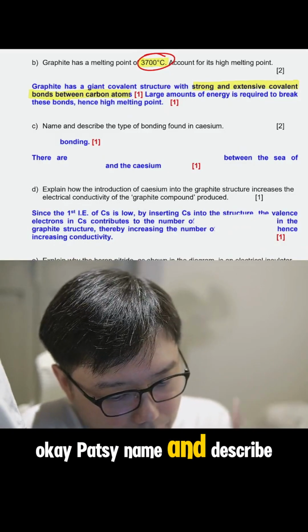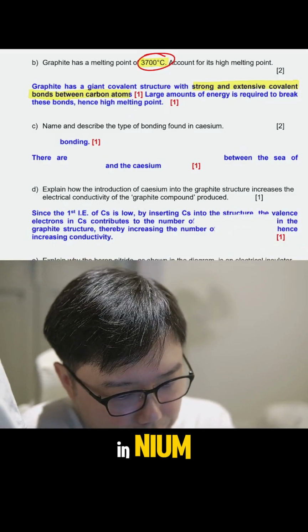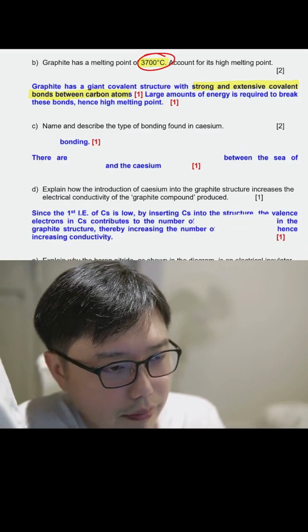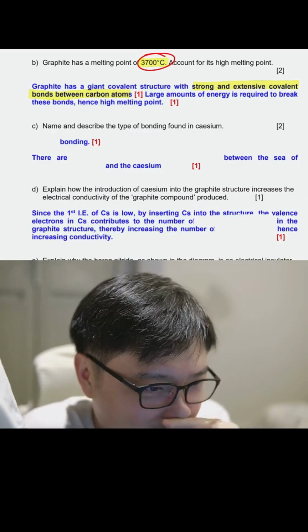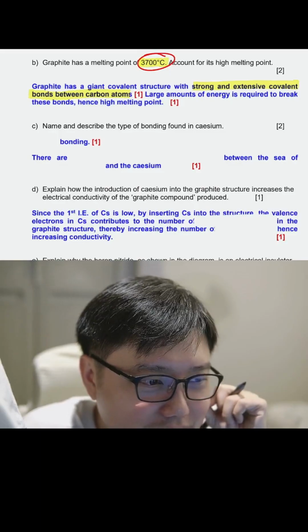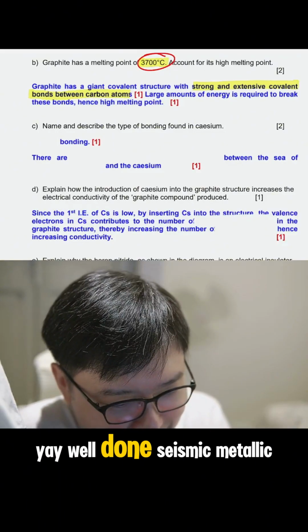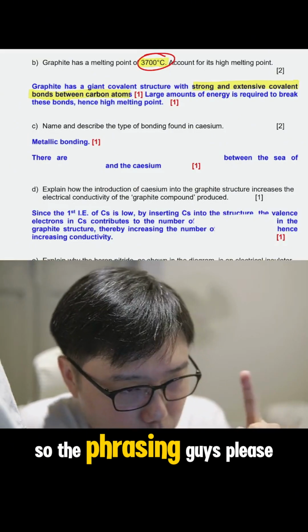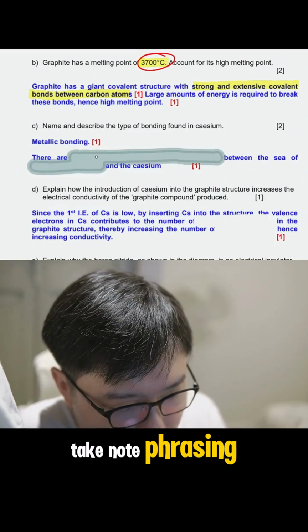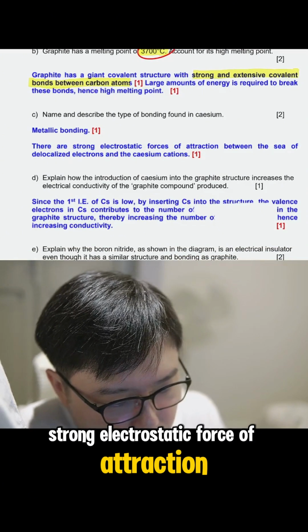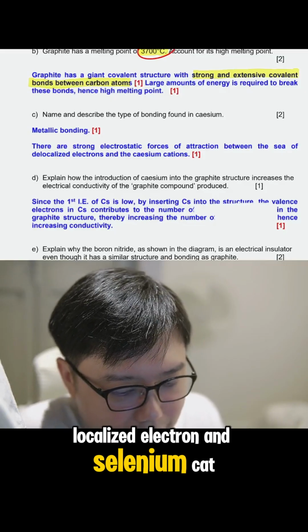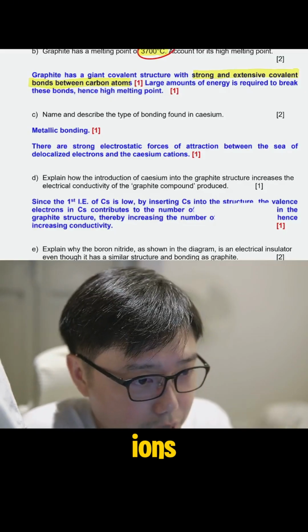Okay, part C, name and describe the type of bonding found in cesium. Anyone knows cesium? Yay, well done. Cesium, metallic bonding. Okay, so the phrasing, guys, please take note: strong electrostatic force of attraction between the sea of delocalized electrons and cesium cations.